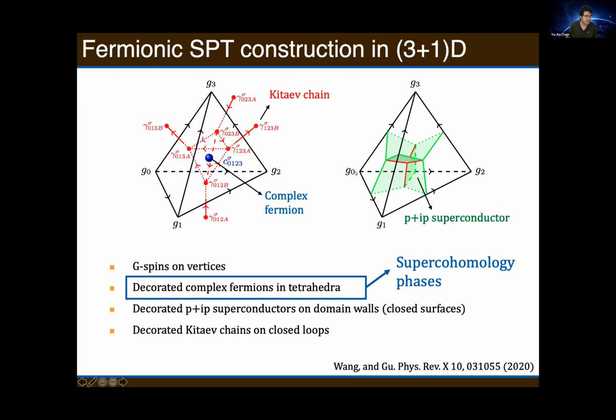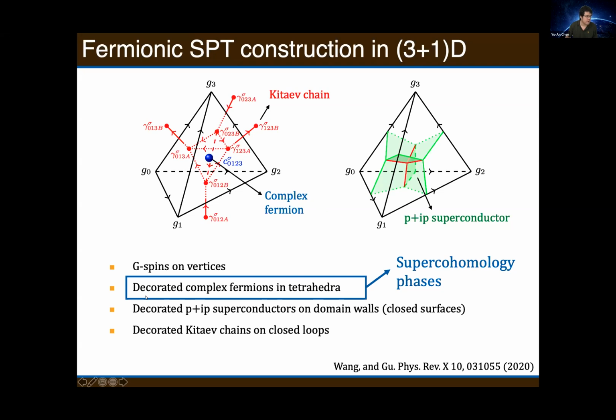So consider, for example, g0 and g1, between which there's a domain wall. If g1 is different from g0, there's a domain wall, and we just put the p+ip on this closed surface. And then we can also decorate the Kitaev-type chain on a closed loop. For example, if I go along this red loop, on a closed loop we can also put the Kitaev-type chain. It turns out this construction is complete.